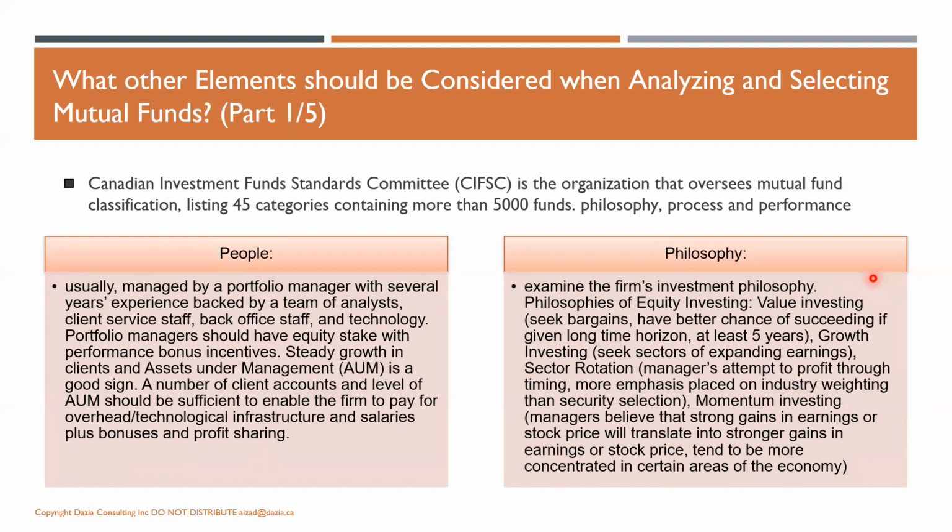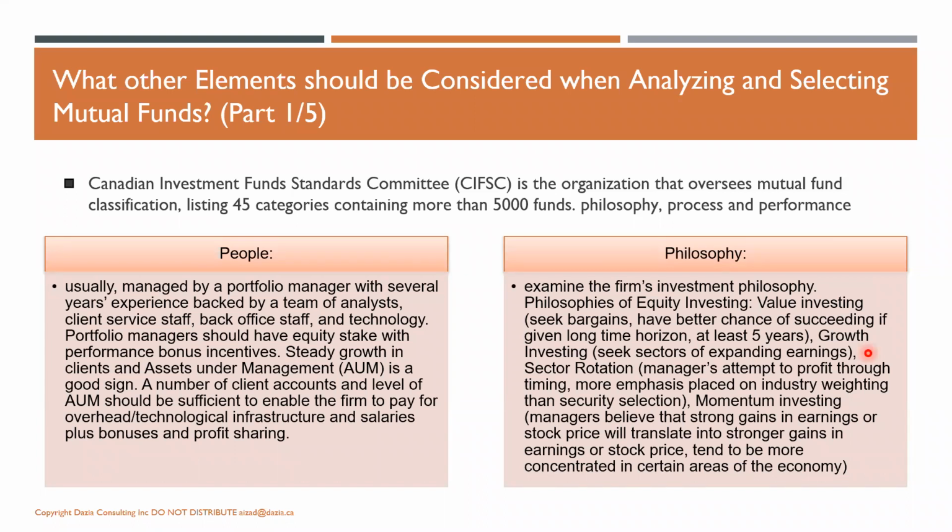So they are looking for that type of investment, and then there is growth investing. They're seeking sectors of expanding earnings. So there's a different philosophy: one is value investing, others growth investing. They're only looking at those sectors which are expanding earnings, like for example, the financial sector. No matter what, stocks for banks in Canada have gone up, although last year, of course, they did go down, but they usually are going up. Sector rotator, that's the manager's attempt to profit through timing, and more emphasis placed on industry weighting.